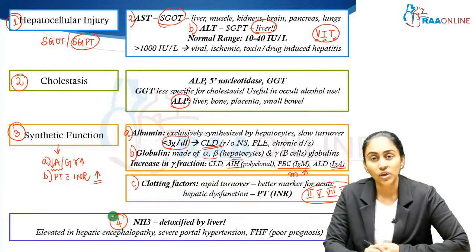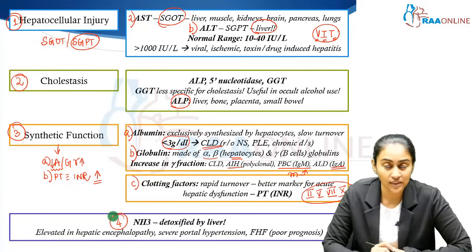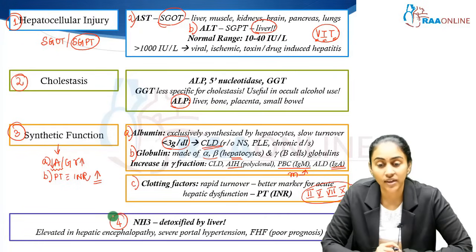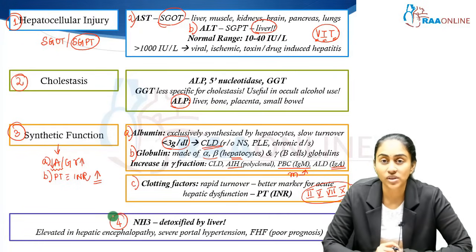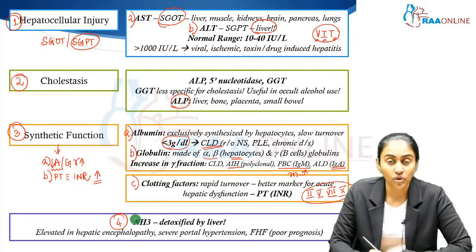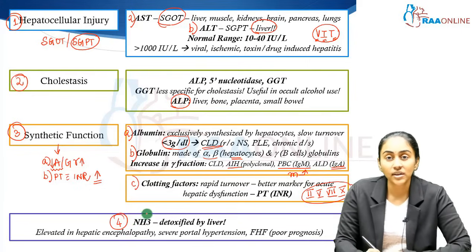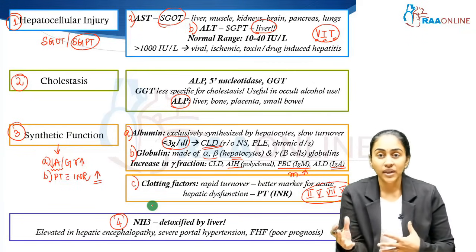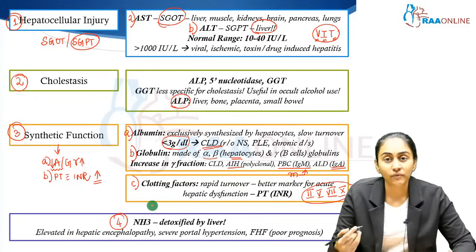Another important test is looking at the serum ammonia level. Now, serum ammonia level looks at another important function of the liver, which is detoxification. Now, the liver is involved in detoxifying ammonia. It converts ammonia into urea, which is then excreted by the kidney. Therefore, if the liver is not functioning well, then serum ammonia level is going to go up, and this is elevated in patients with hepatic encephalopathy, patients with severe portal hypertension, and this is a bad prognostic marker. It is a poor prognostic marker in patients with fulminant hepatic failure. So, remember, whenever you are looking at liver function tests, there is a reason why we look at them.